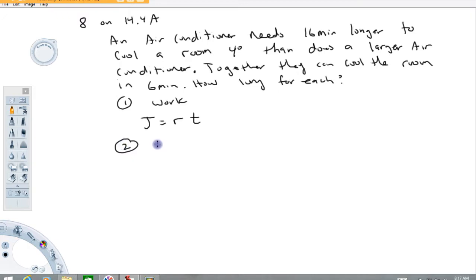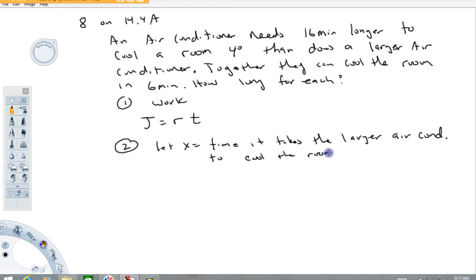So maybe we do something like, let's let X equal the time it takes the larger air conditioner to cool the room. Now, I'm just picking one. You could also let X equal the time it takes the smaller one, right? It really won't matter. But the next step will be different depending on how you set it up.